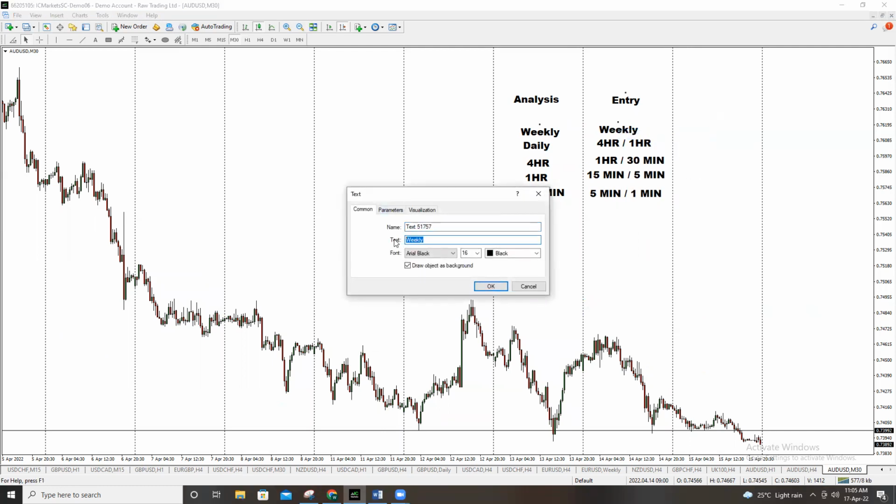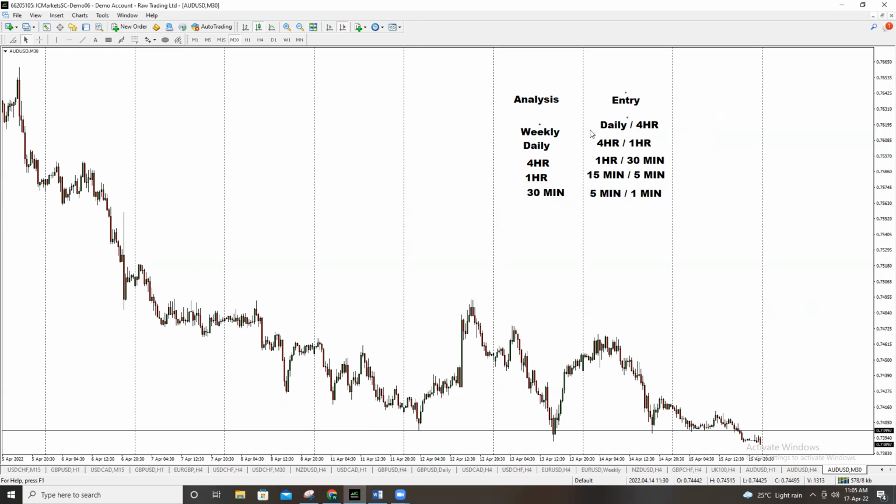You can actually use the 4 hour, or you can use the daily. Use the daily or the 4 hour. Between the daily and the 4 hour for entry, I'll definitely pick the 4 hour. Okay, these are for the swing traders.